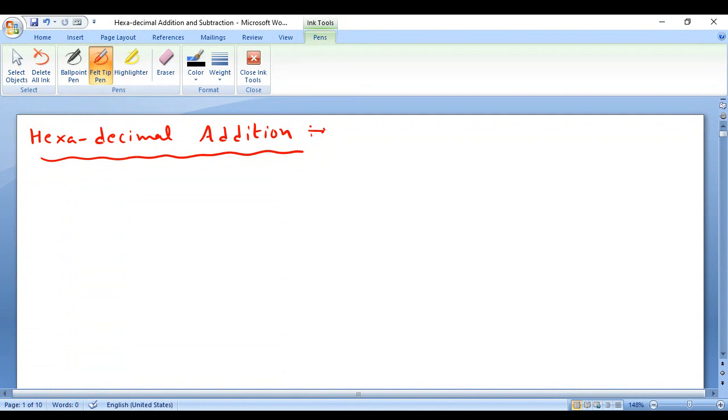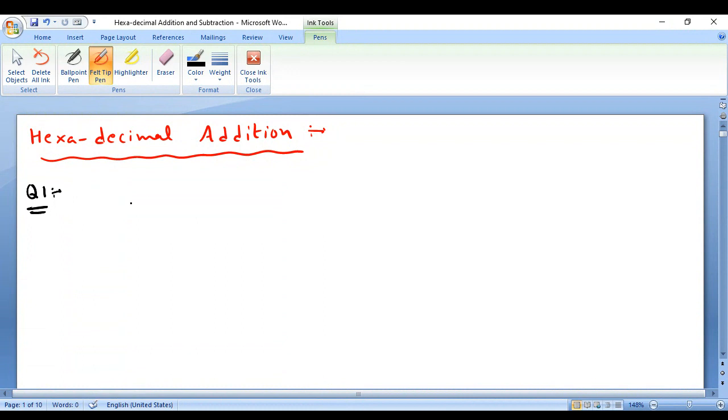Welcome everyone to this session of digital electronics, and in this session we will discuss the concept which is hexadecimal addition, and after that we will also discuss hexadecimal subtraction. So first of all we will start with the addition part. Okay, so let's write down the first question.